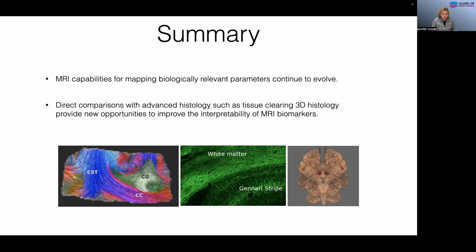So in summary, MRI capabilities for mapping biologically relevant parameters continue to evolve. Direct comparisons with advanced histology, such as tissue clearing 3D histology, provide new opportunities to improve the interpretability of MRI biomarkers.